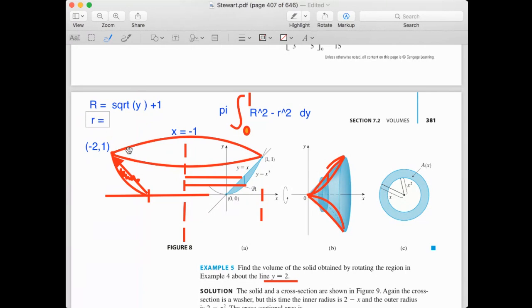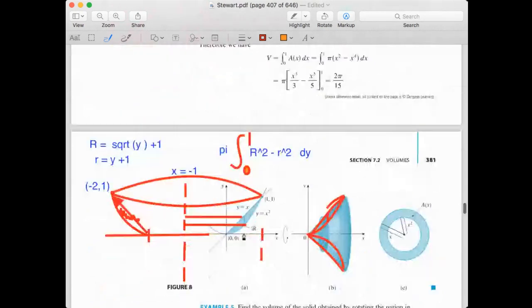So what is small r? Small r is from -1 up to this straight line. The straight line is x equals y. So we can do y minus -1, which again is y plus 1. We figure out the big R and small r, and put them into this integral. We square the big R, and subtract the square of the small r.